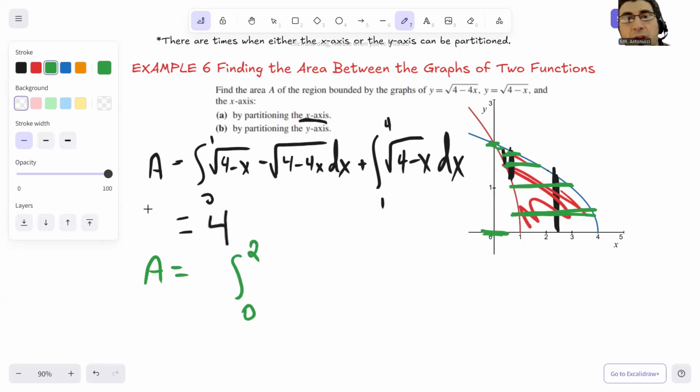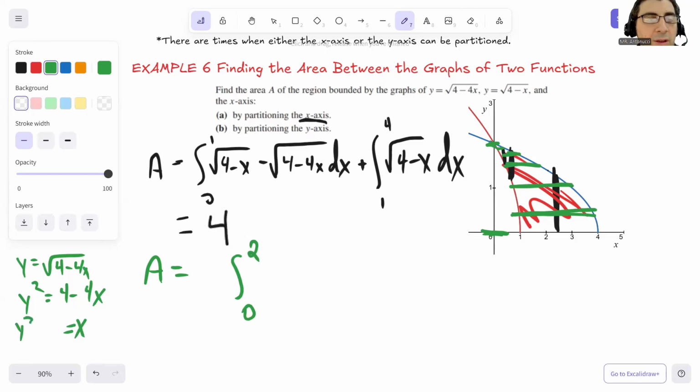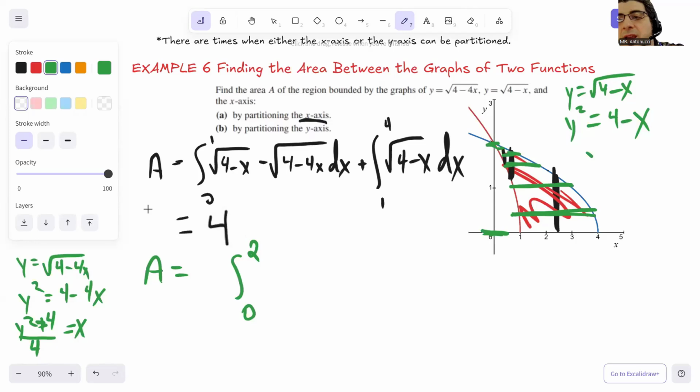The other thing is we have to solve our equations to get them in terms of x. So if I have y equals square root of 4 minus 4x, then y squared equals 4 minus 4x, and x equals (4 minus y squared) over 4. All right. And then for the other one, if I have y equals square root of 4 minus x, then y squared equals 4 minus x, and x equals 4 minus y squared.